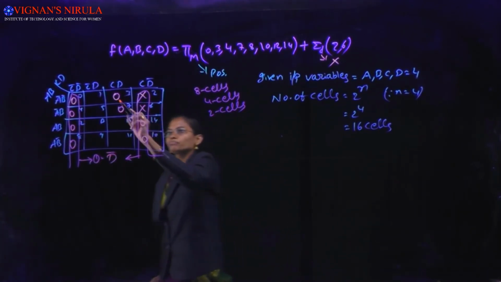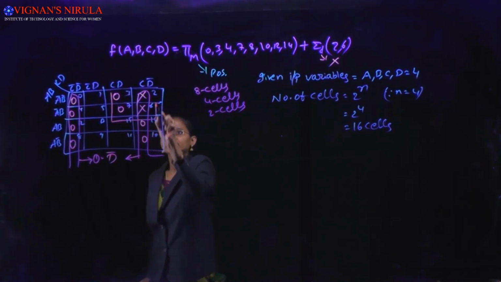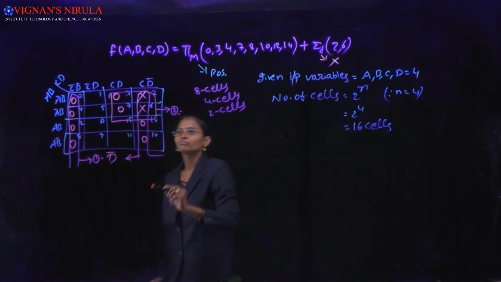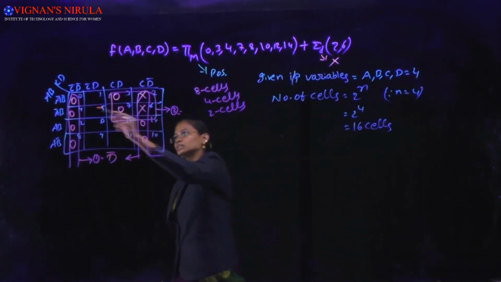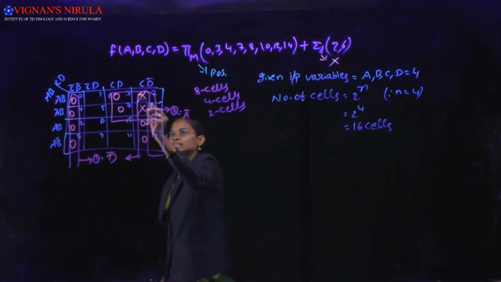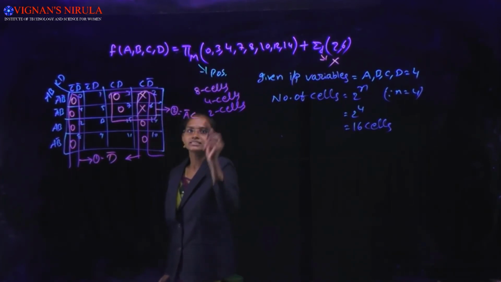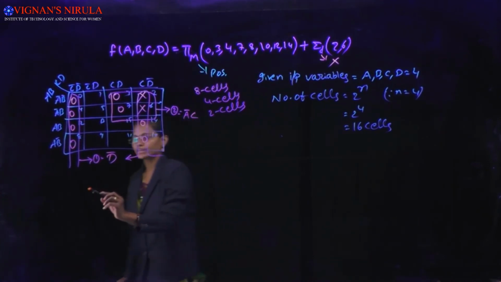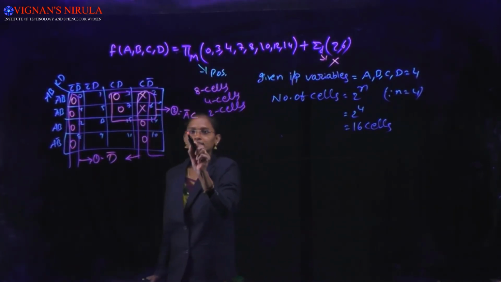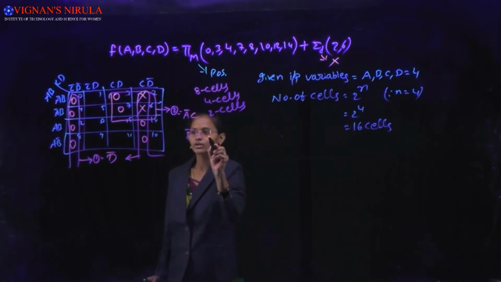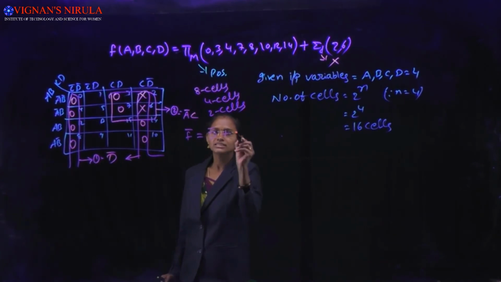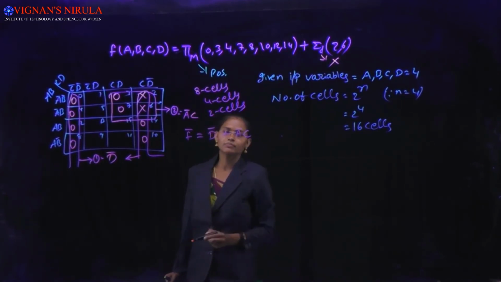And the next group is 2, 3, 6, 7. This is the second group. In the second group, what is the product term here? A bar B bar, A bar B, that is A bar. Vertically C D, C D bar, so C is the common variable. The given problem is in POS form, so F bar equals the first one, D bar, plus A bar C.